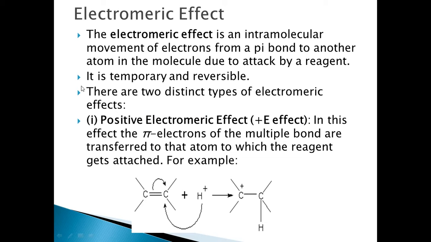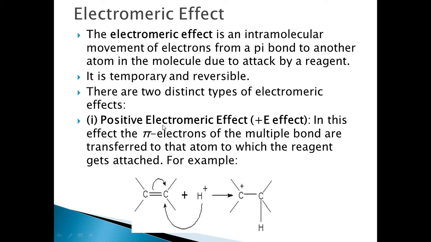Another factor influencing the availability of electrons is what we call the electromeric effect. The electromeric effect is an intramolecular movement of electrons from a pi bond to another atom in the molecule due to attack by a reagent. The electromeric effect is a temporary and reversible effect. There are two types, just like the inductive effect.